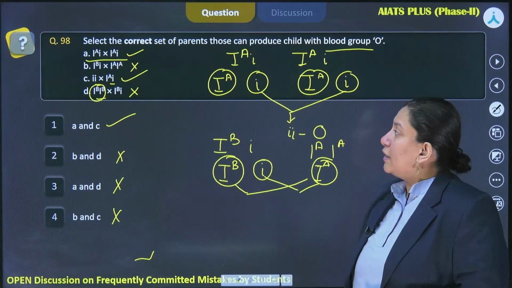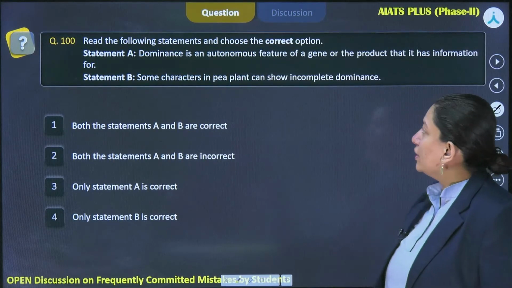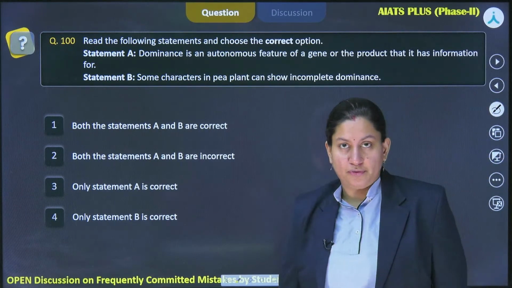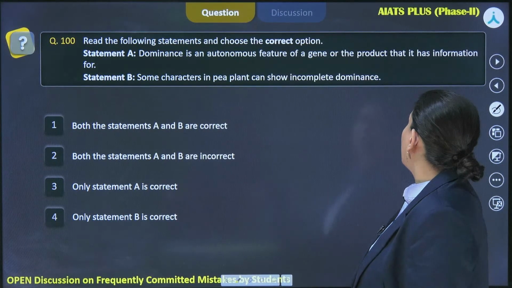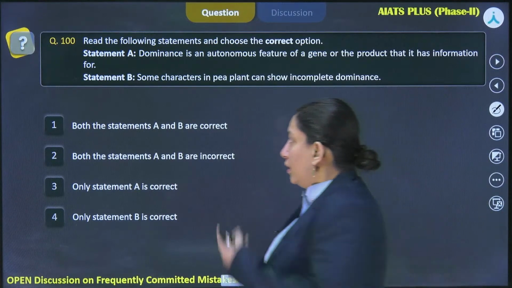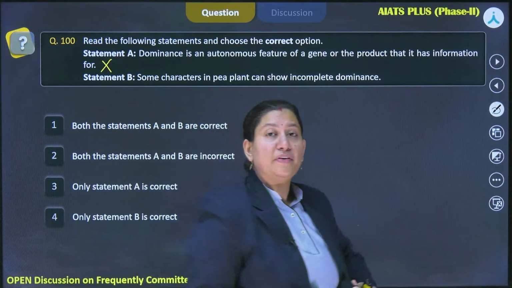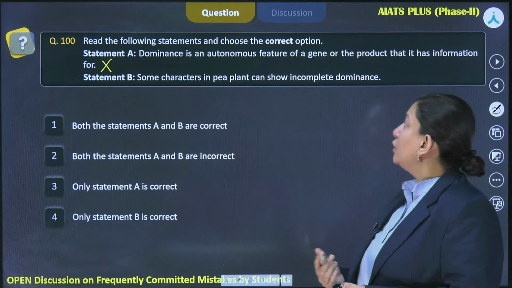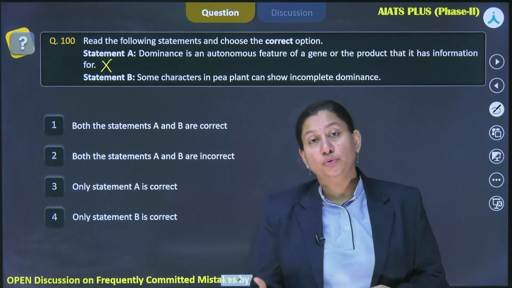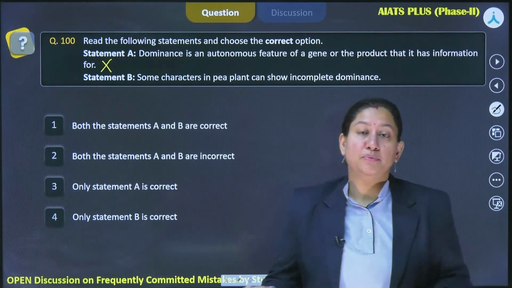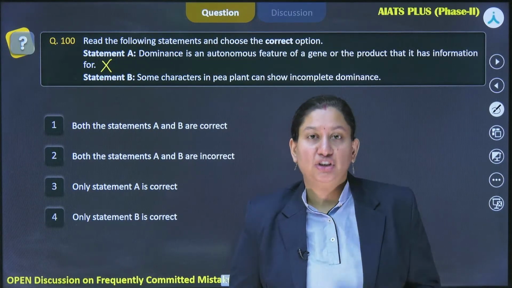Okay. Now let's move ahead to another question, which says that we have to read the following statements and choose the correct option. Over here statement A says that dominance is an autonomous feature of a gene or the product that it has information for. So this statement is incorrect. Why? Because when we talk about dominance, it's not only dependent upon the gene, it's also dependent upon the product, the condition in which it has been produced, various other sequences present prior to it, or the body conditions, right? So it is not the autonomous feature of the gene.